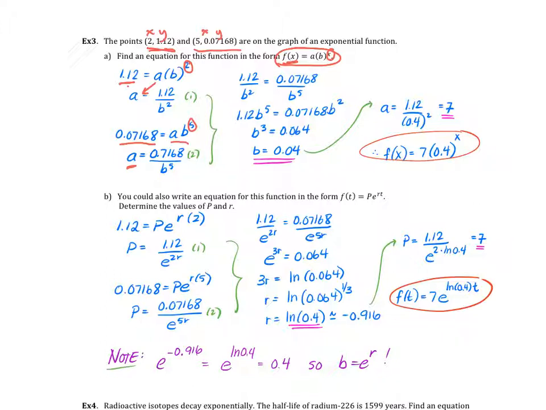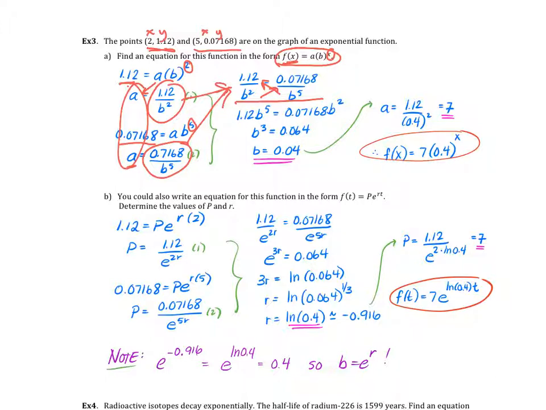So why do we do that? Because we have a system of equations, we can set them equal to each other because they both equal a. So I set up a proportion where 1.12 over b squared equals 0.07168 over b to the fifth. I cross multiply to get 1.12 b to the fifth equals 0.07168 b squared.